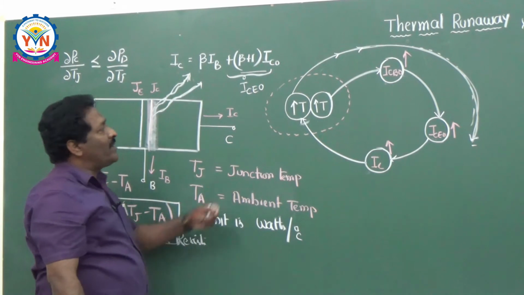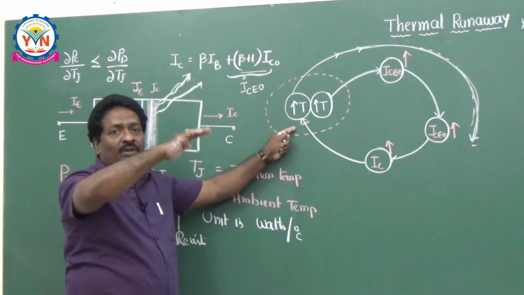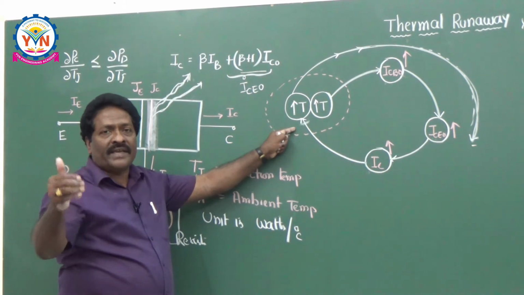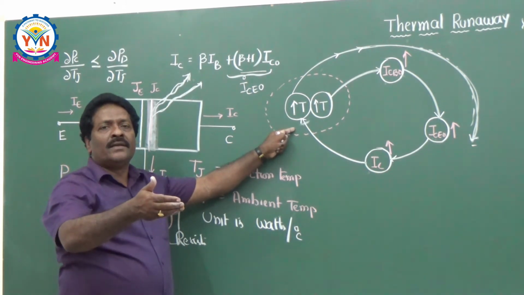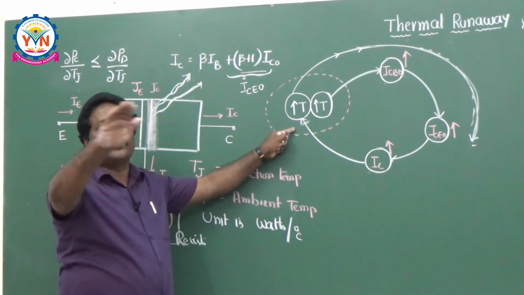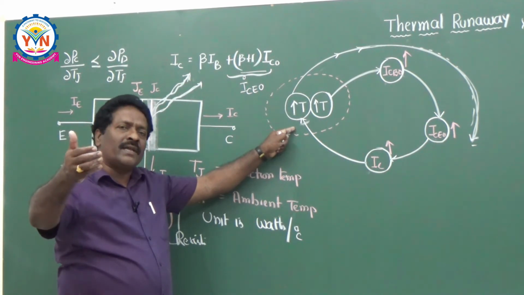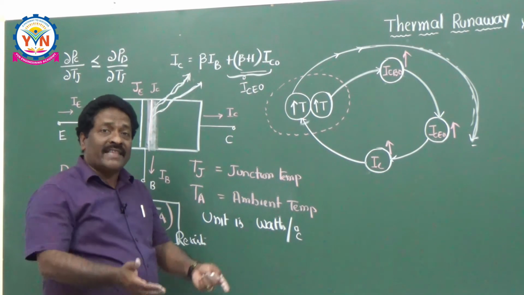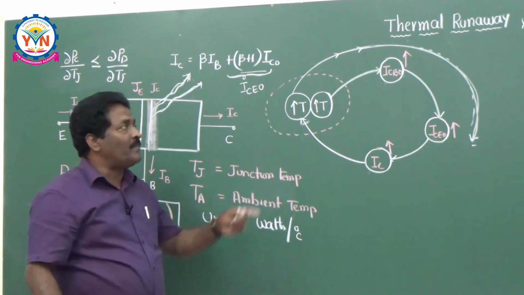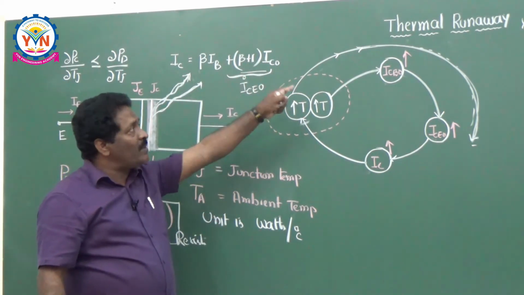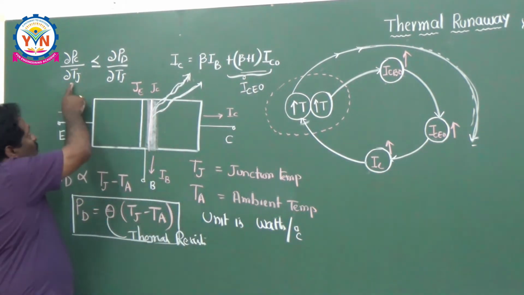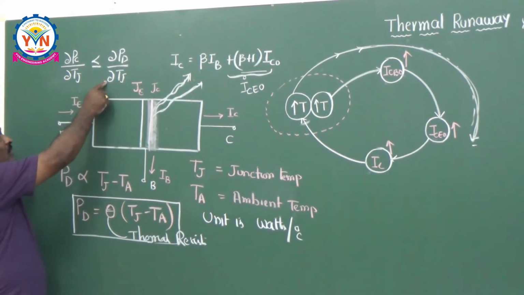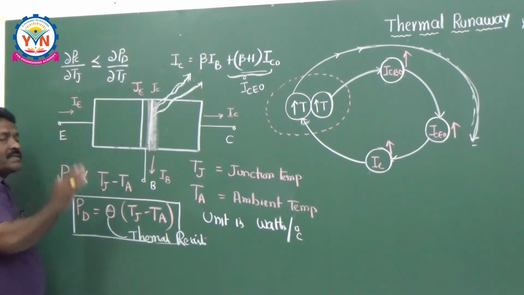Why does this thermal runaway come into the picture? Because of the cumulative process. If temperature increases, IC increases. If IC increases, temperature increases. If you are not taking care of this, then it is a cumulative process, and after some time, because of the temperature, the transistor is going to be damaged. That self-destruction of the transistor is called thermal runaway. That thermal runaway can be avoided if you are using this condition. This is the condition you have to achieve for protecting this transistor.